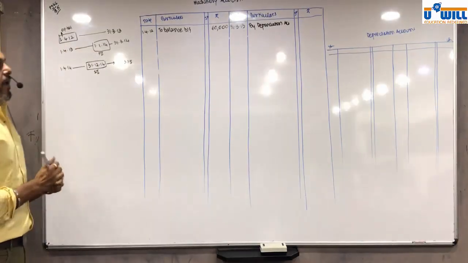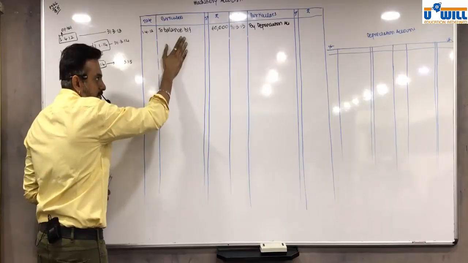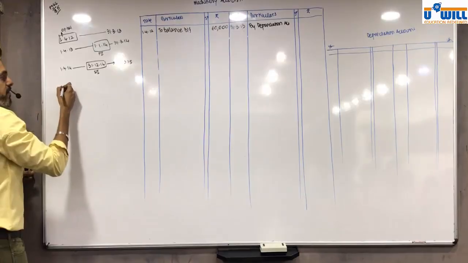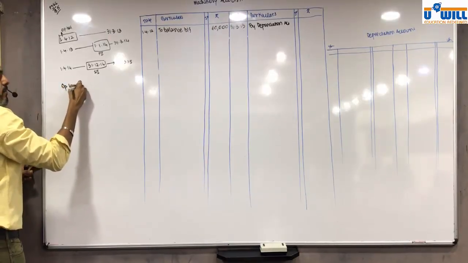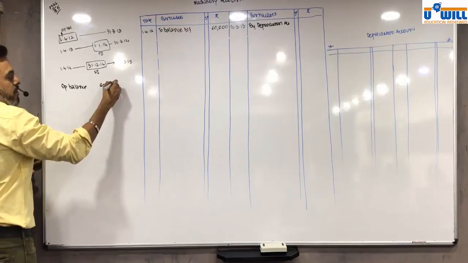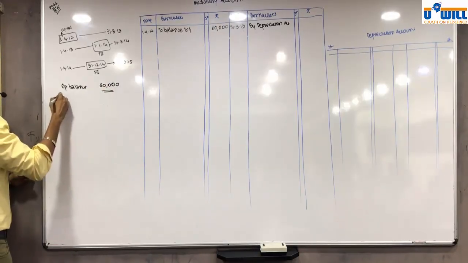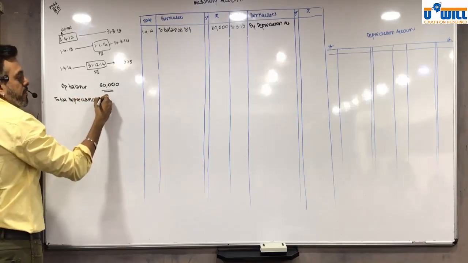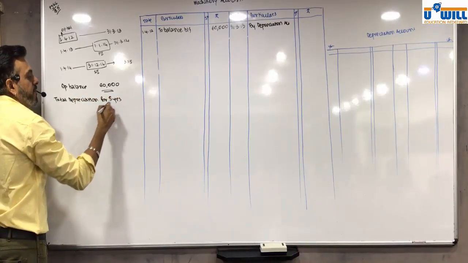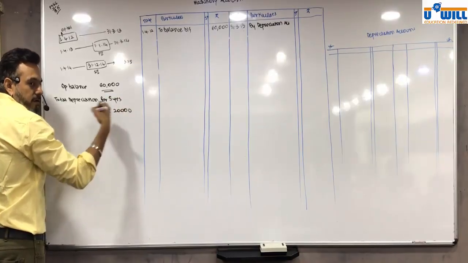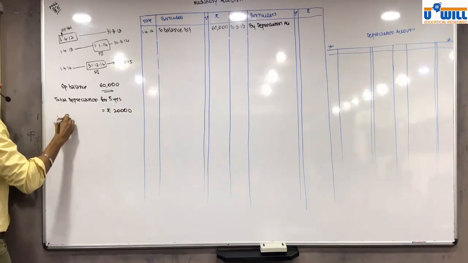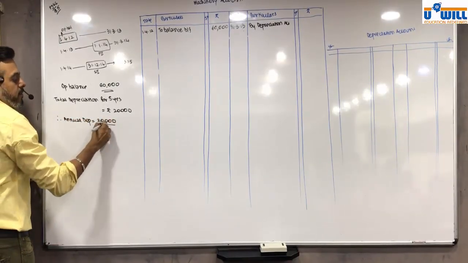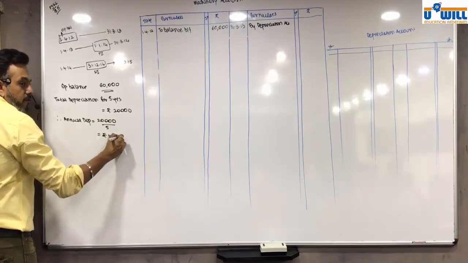Now over here in this sum, opening balance is given. We have to calculate annual depreciation. Now what information is given? Opening balance 60,000. Total depreciation provided for 5 years, which is equal to rupees 20,000. From here also we can find. Therefore, annual depreciation is equal to 20,000 upon 5, which is equal to rupees 4,000.